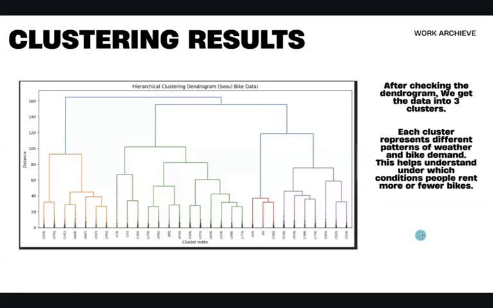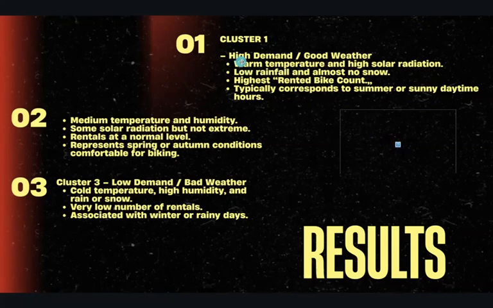This is the hierarchical clustering dendrogram that we got. We got three different clusters, and each cluster represents a different type of buyer when it comes to renting these bikes. The first cluster shows us that there's a group of people that use the bikes heavily whenever they have good weather, warm temperature, and big solar radiation. These are the ones with the highest rented bike count.